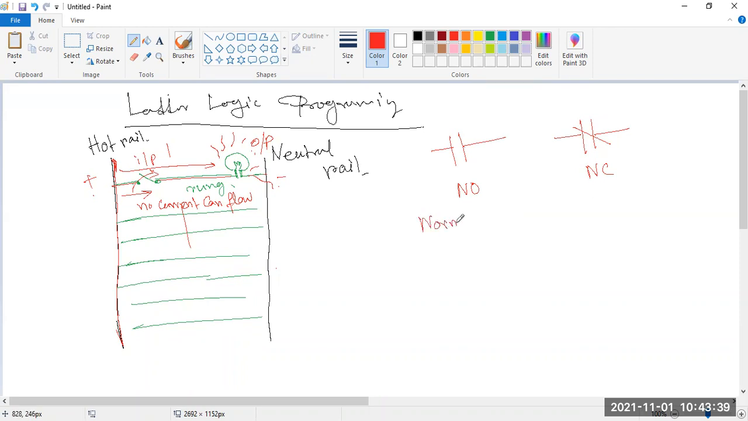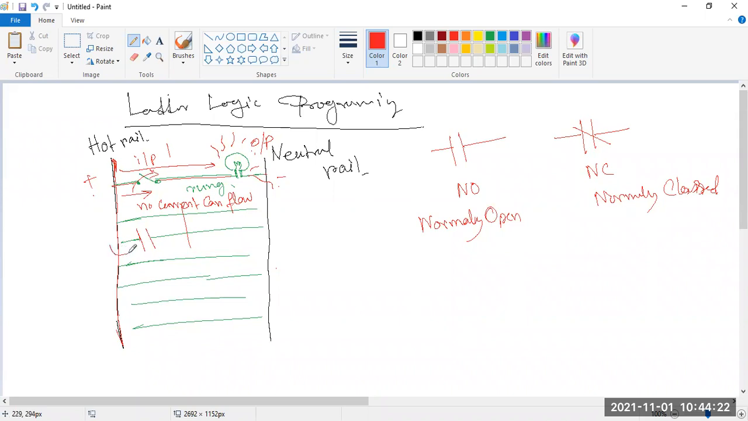Just look, NO means normally open. NC means normally closed. Okay. So what happens? Normally open means you see there is a gap. So if I put a normally open switch over here, what happens?